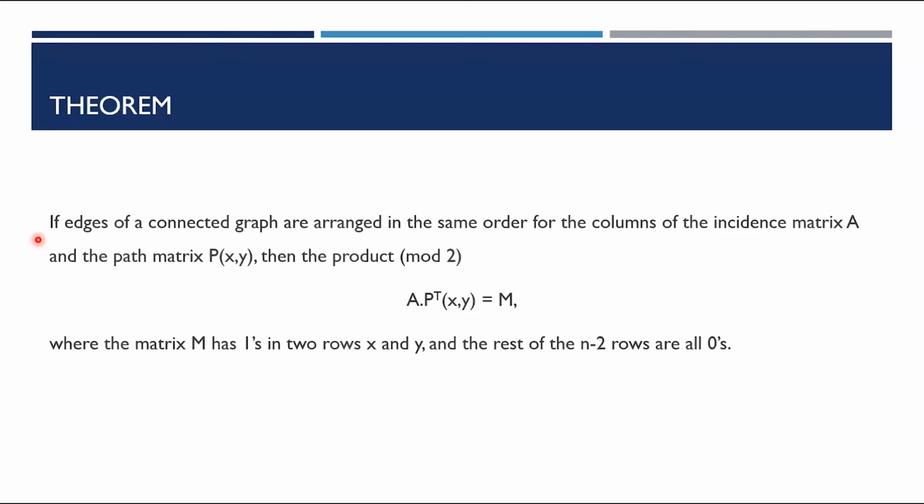The theorem states that if edges of a connected graph are arranged in the same order for the columns of the incidence matrix A and the path matrix P of xy, then the product in modulo 2 arithmetic gives a matrix M. In this M, it has ones in only 2 of its rows and the rest of the n-2 rows are all zeros. According to this theorem, the product is taken between the incidence matrix A. I hope that you all know what is an incidence matrix as you have already studied it. So the product between incidence matrix A and the transpose of our path matrix gives a matrix M.